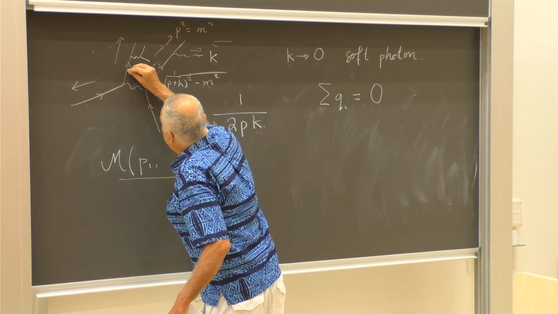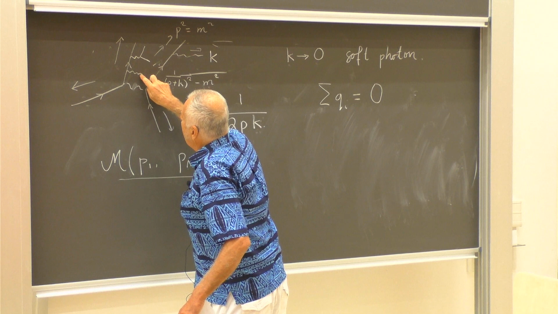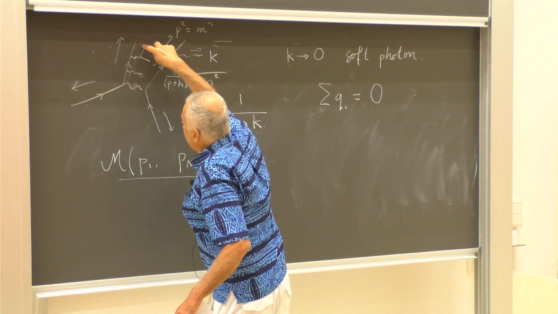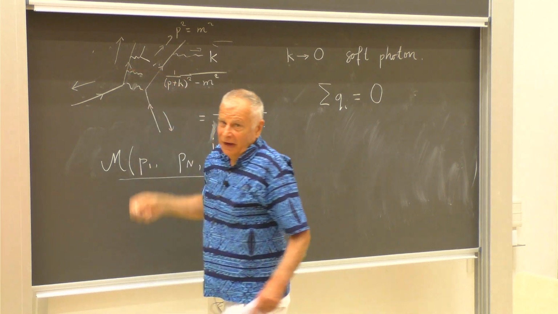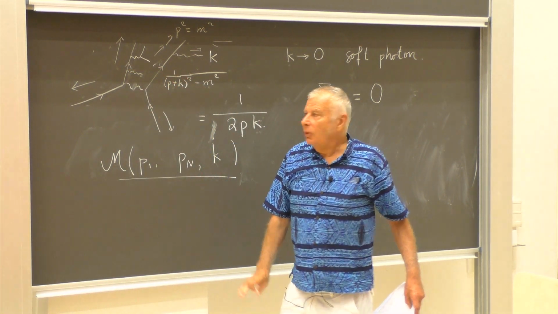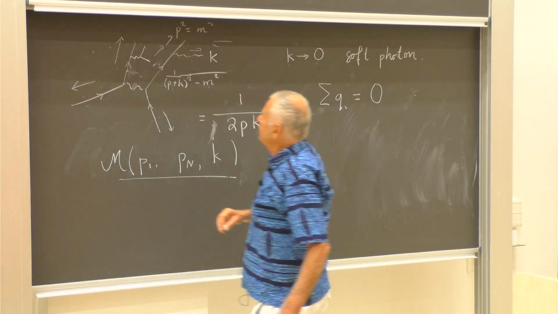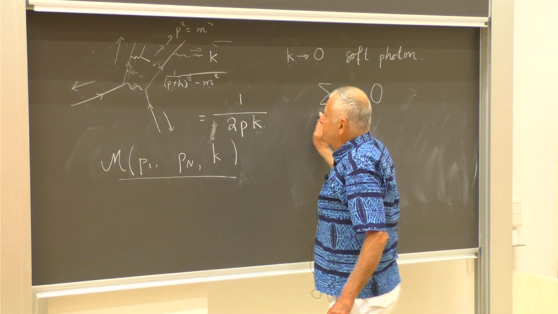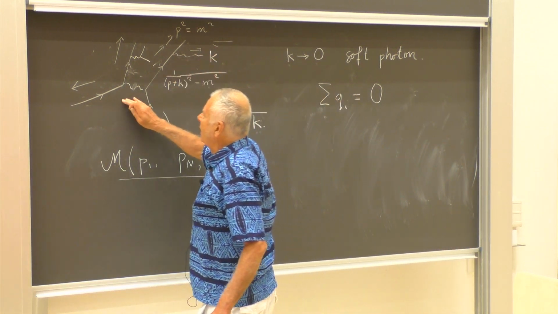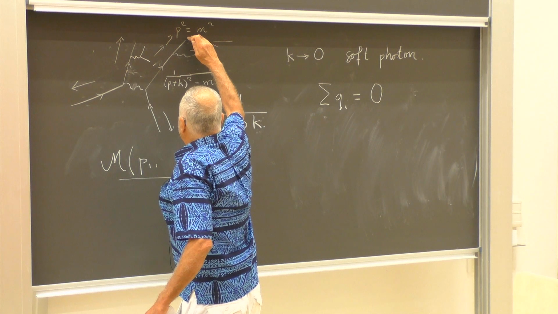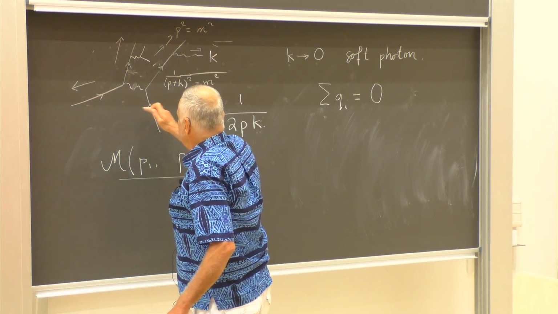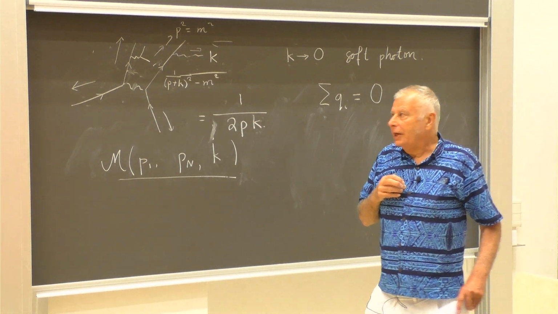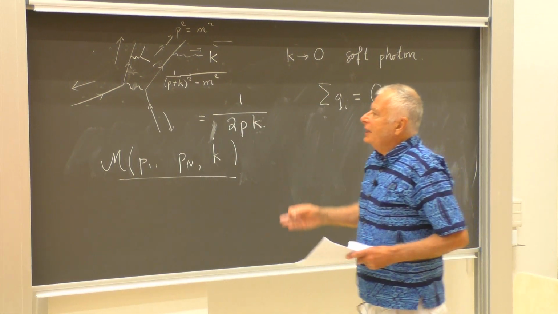If I have a photon here, when the momentum goes to 0, for other momenta fixed, this propagator is finite. So it doesn't blow up. So the only diagrams which blow up in the soft limit are the diagrams in which photons are emitted from just the external legs. All right?